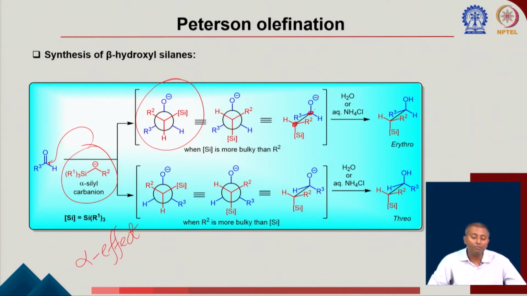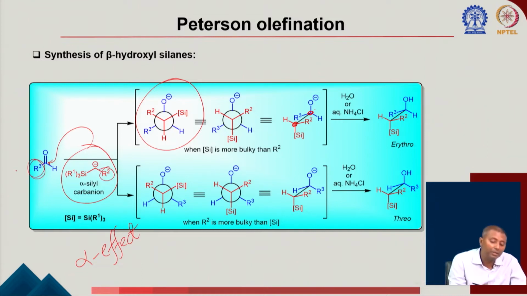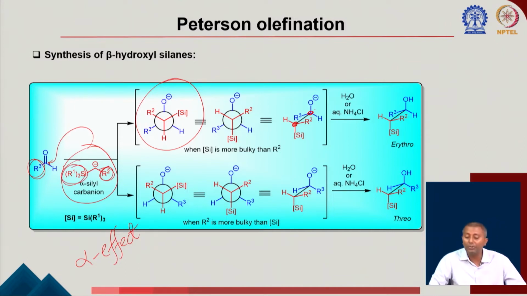Okay. So now first, if you try to think about the attack of the nucleophile to the carbonyl compound, there are two different things that can happen. Once you have an R2 group, there are three important groups. One is R3, which is with the carbonyl. One is R2, which is attached with the CH2 and silicon, and another is the silicon. So based on the structure of these three, you can get either erythro or threo. It can generate threo or erythro.